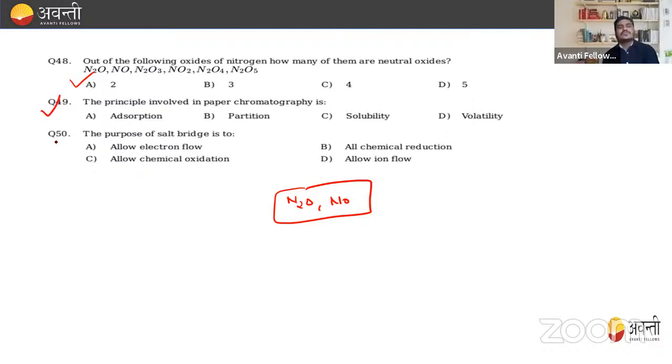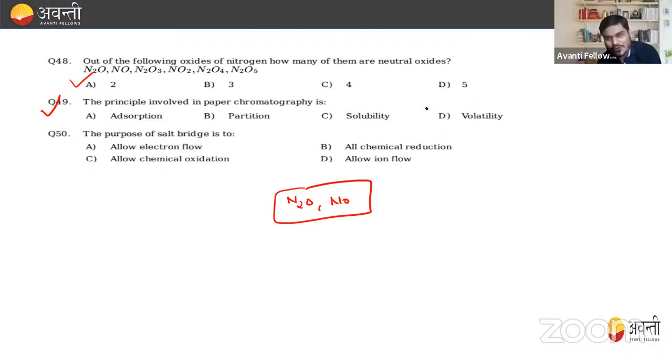Now, moving to the next question, that is question 49. What is the principle involved in paper chromatography? Out of these 4 options: adsorption, partition, solubility, and volatility.